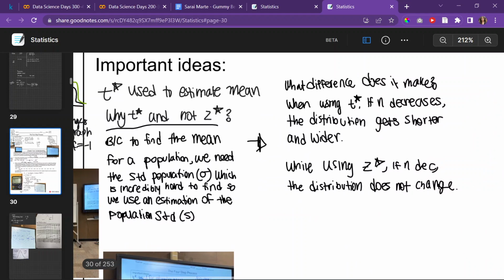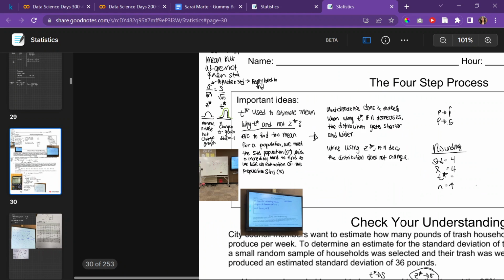What difference does it make when using T-star? If n decreases, if the sample size decreases, the distribution gets shorter and wider, while using Z star, if n decreases, the distribution does not change.